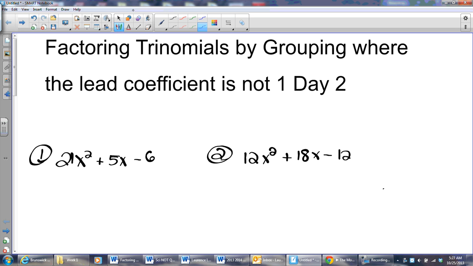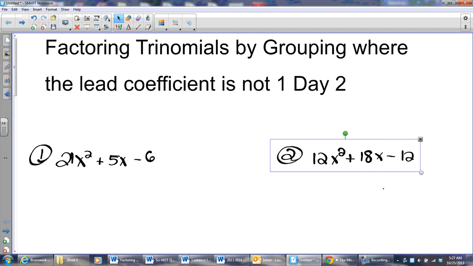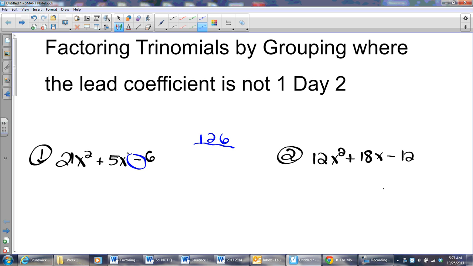I've got this problem, number 1, 21x squared plus 5x minus 6. I'm just trying to move everything over here to give myself a little more room. There we go. Okay, so let's do this. I've got to multiply 6 times 21, and I believe that's going to be 126. I'm going to need 2 factors of 126 that subtract to get positive 5.